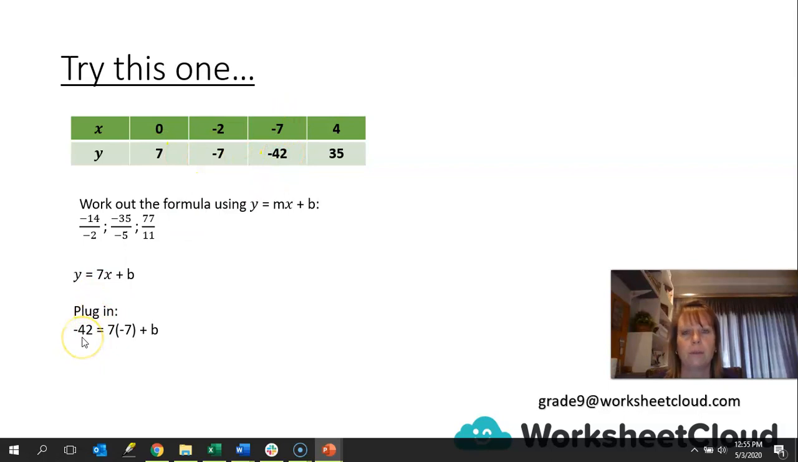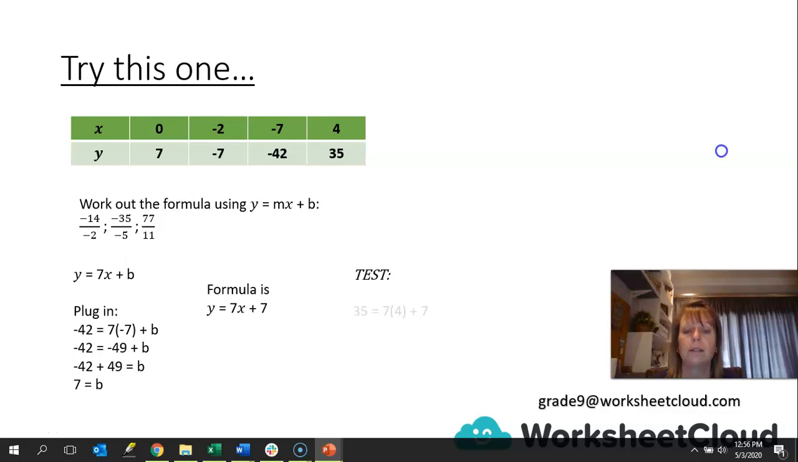So my y value is -42. My x value is -7. So what I would do is I would multiply that out, and I'm going to get -42 is equal to -49 plus b. I'm going to take the minus 49 across the equals, and I'm going to add it on to the minus 42, and that's going to give me b, and 7 is b. So your formula is y is equal to 7x plus 7.